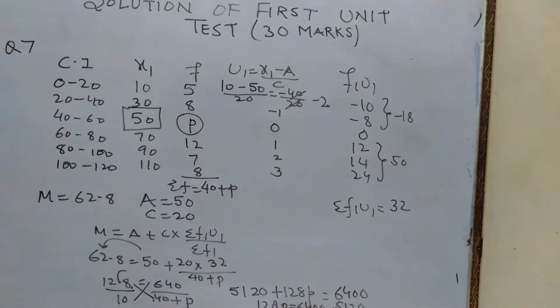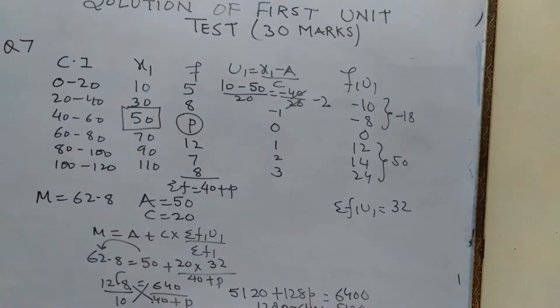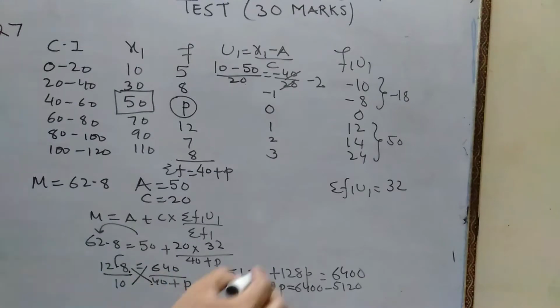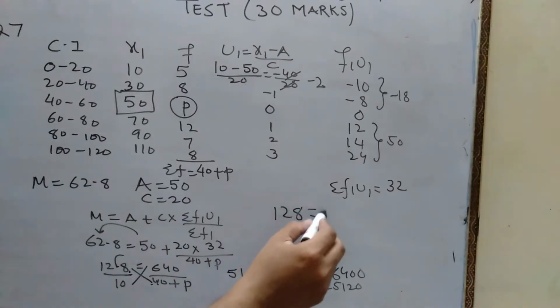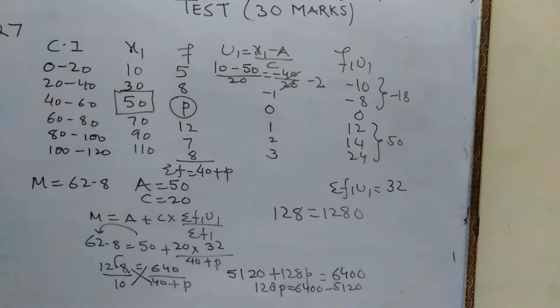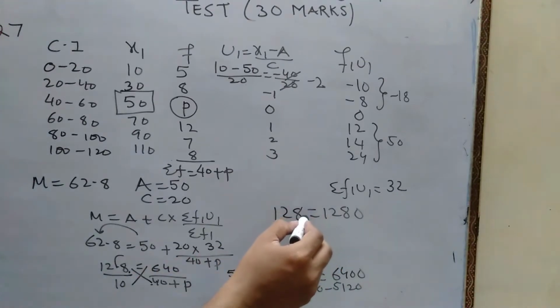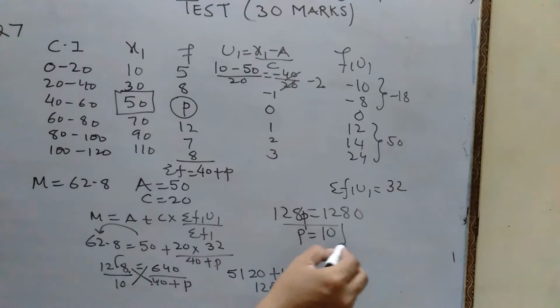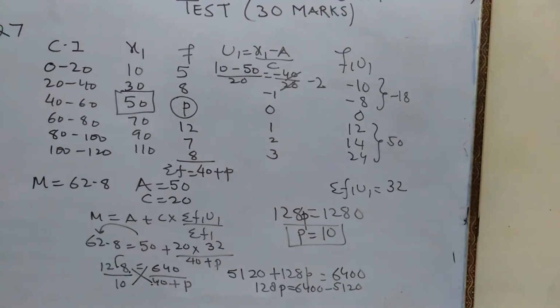When we subtract 6400 and 5120, we get 1280. So p will be equal to 10. So the answer of this question is 10.